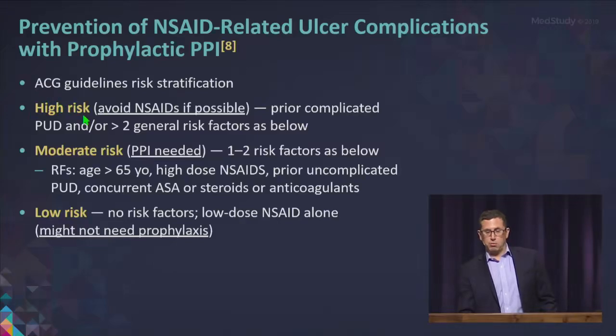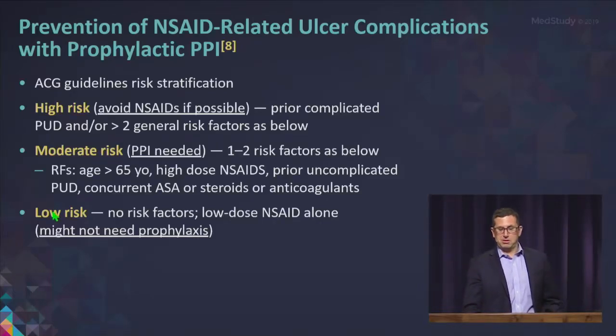So if the patient is high risk, you really want to avoid NSAIDs altogether, okay? If they're moderate risk, meaning that they only have 1 to 2 risk factors as below, then you really should be putting them on a prophylactic PPI. So that's a lot of people, right? There are a lot of people that are young and on a high dose NSAID. Those people should be on prophylactic PPI. If the patient is older and they're on a low dose NSAID, those patients would need prophylactic PPI.